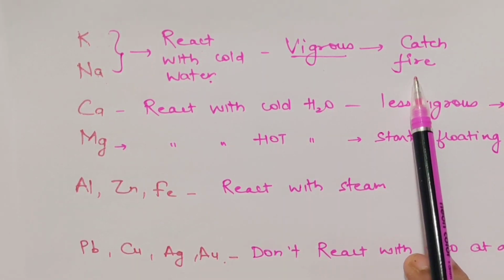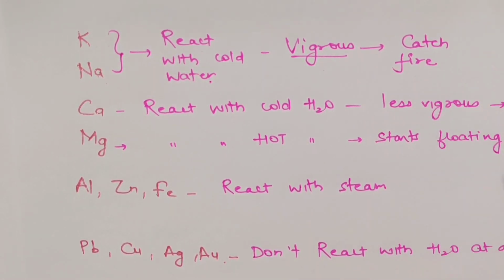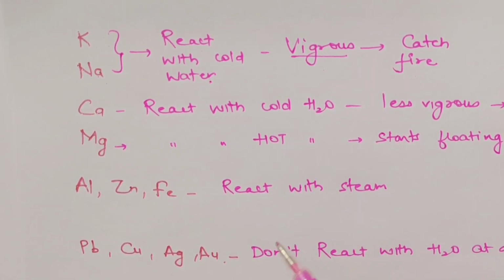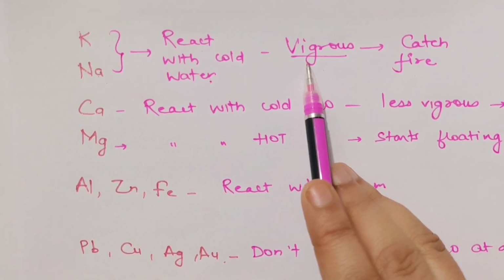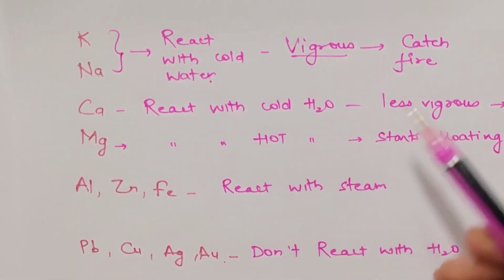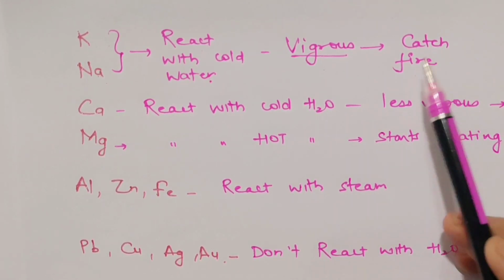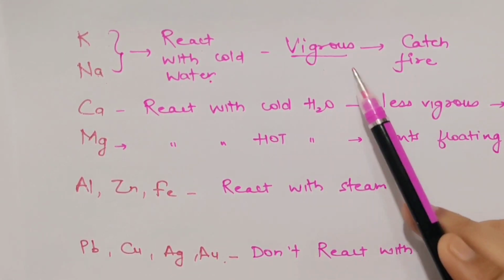And the reaction is very vigorous, and it catches fire. Why does it catch fire? We just saw that upon reaction, when metal combines with water, it forms oxide and hydrogen gas. Hydrogen gas is a fuel. And this reaction being vigorous means a lot of energy is released, a lot of heat is released. And that heat combined with the fuel makes it light. Okay, so it catches fire.